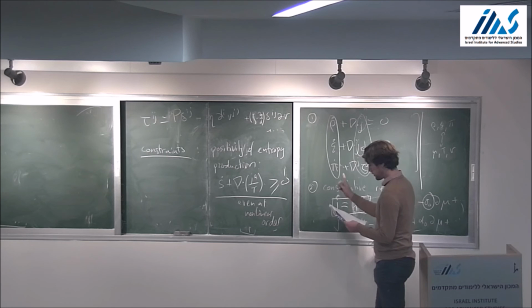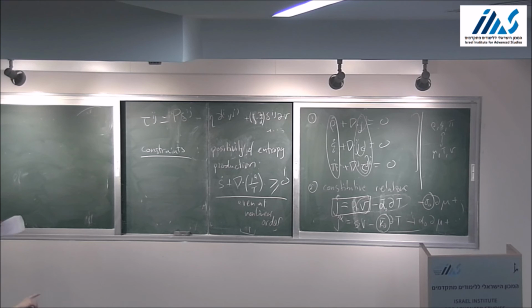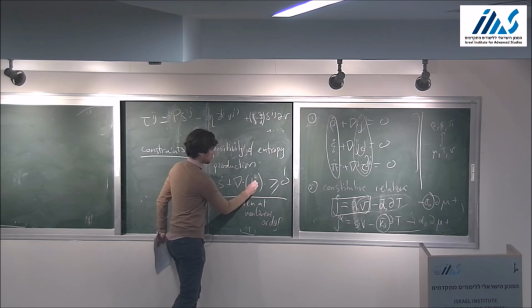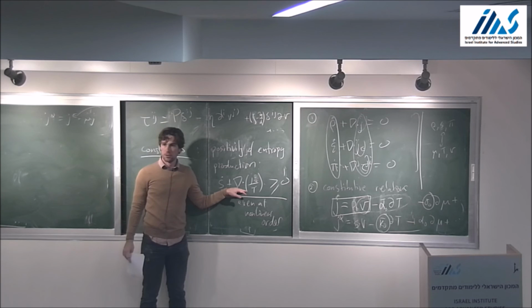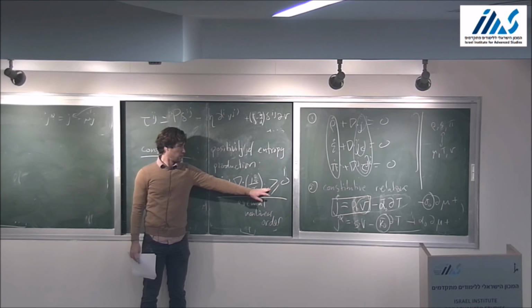Well, we're about to derive it. This current, yes, that sounds right. This is JQ, which is the same as the one we defined. But indeed, what's going to happen is that at linear level, we want to get zero here, and at quadratic order, we want it to be positive.